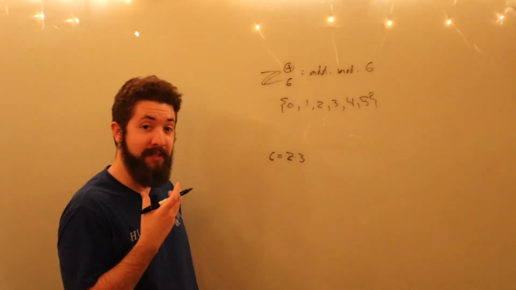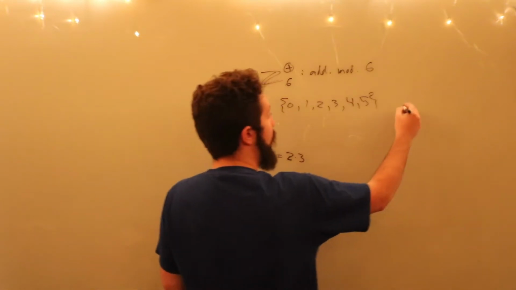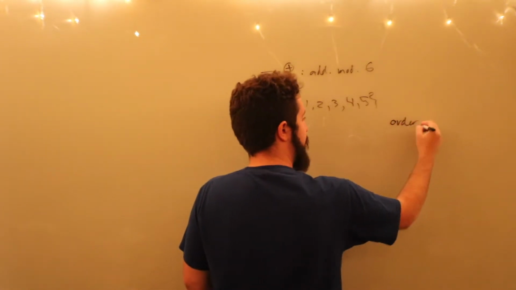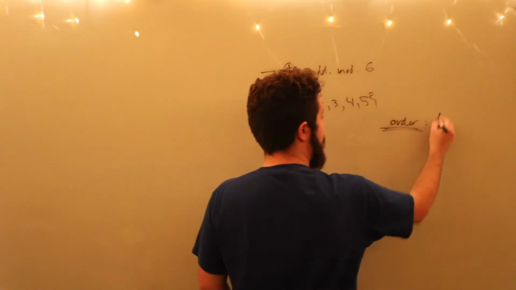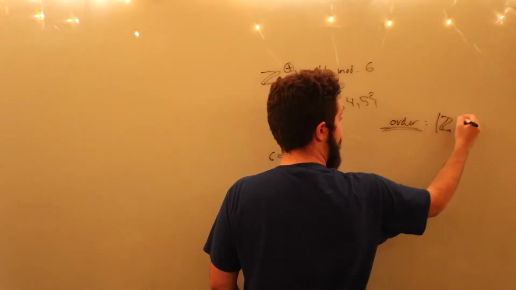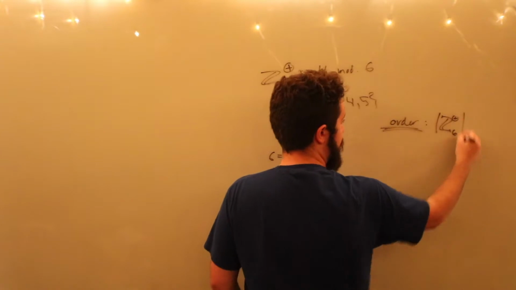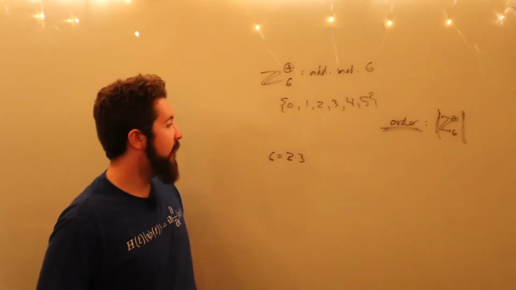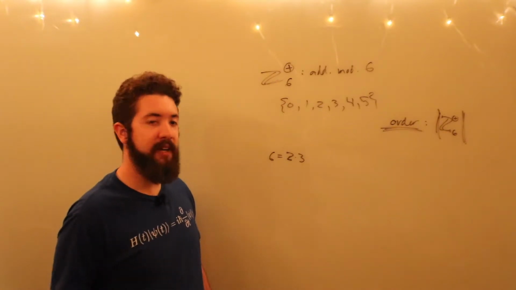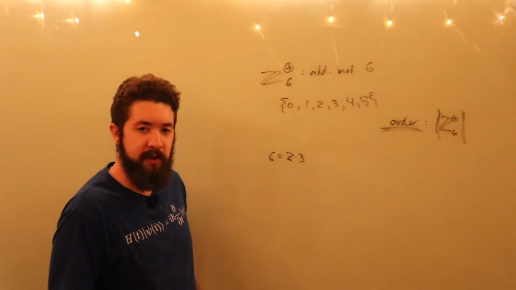By the way, this number of elements in a group is called the order of a group, and it's denoted, in this case, with these lines around it. Just one line, but I tried to make it thick. Just like absolute value signs. The order of a group is the number of elements in it.